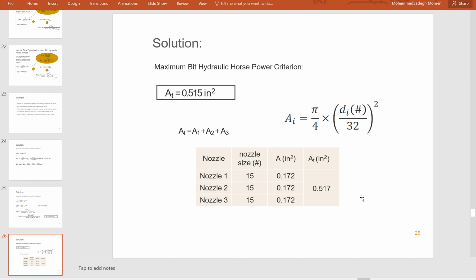The next one, so if I have the total nozzle area, then I have to find each nozzle size. If I consider each one of them to be 15 divided by 32, it would be something near to the total nozzle size that I have.